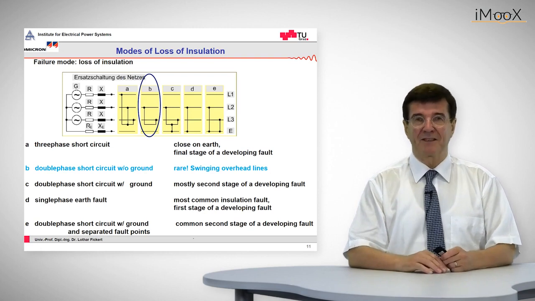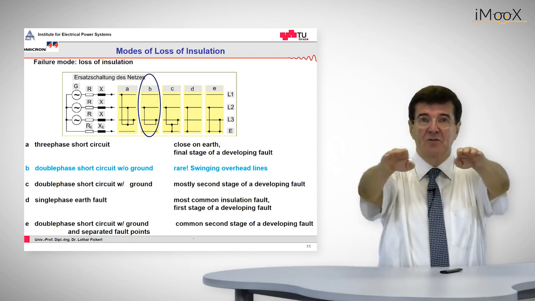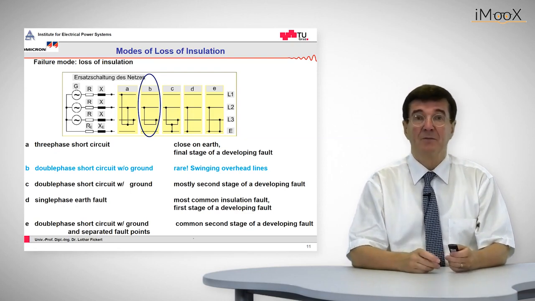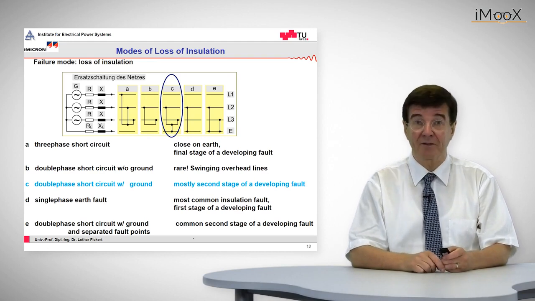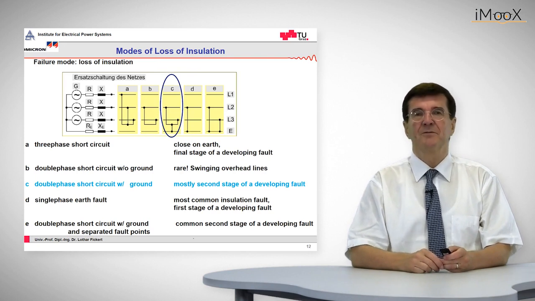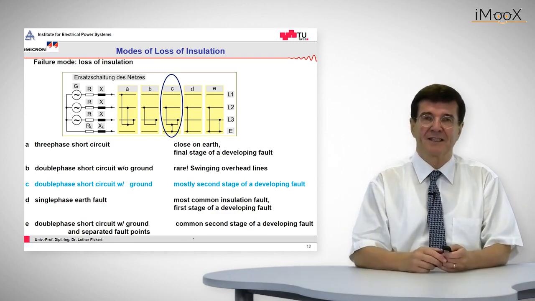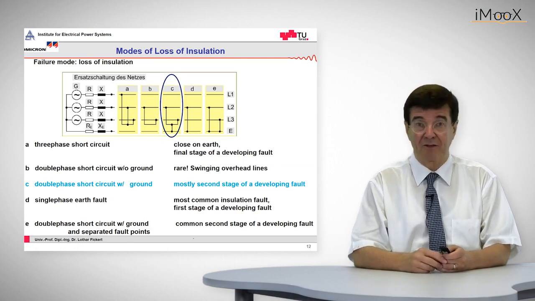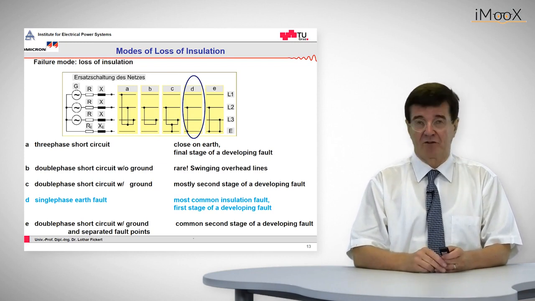The next one, the double phase fault without ground, is quite rare. It only occurs in overhead lines where two phase conductors may touch each other while they swing in the air. More common is fault type C, which is the double phase short circuit with ground. This regularly starts with a single phase to ground fault, which by the effect of the burning arc afflicts the next phase, so that we have a double phase to ground fault.